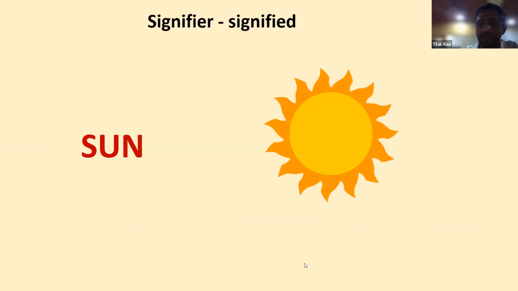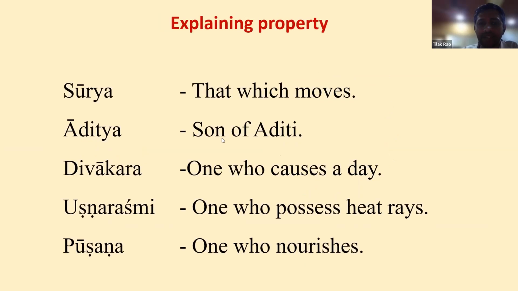If we say sun, it is just signifying some object. But some words are not like that. When you use Sanskrit words, they explain some property of that object. They are not merely signifying some object. For example, when you use Surya, that which moves, that is Surya. Aditya, son of Aditi. Divakara, who causes Diva. Rashmi.